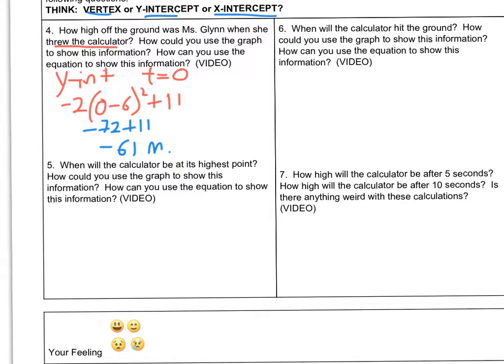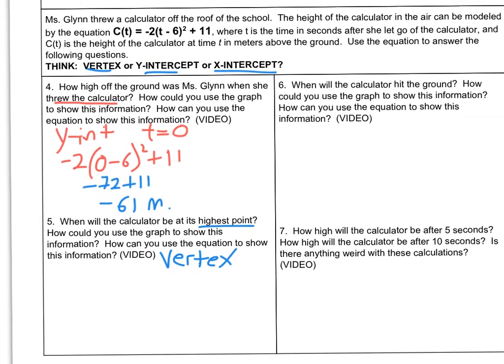When will the calculator be at its highest point? Highest point, as soon as I see that, I need to say that that's a vertex question. So if we had a graph, I'd be looking at the vertex, and if we don't, I need to think about the value here. So we're looking at the points that have to do with my vertex, t minus 6 and 11. So that's at 6 comma 11. And that means at 6 seconds, that's my time value, it's going to be at 11 meters. That would be the highest point on this graph.